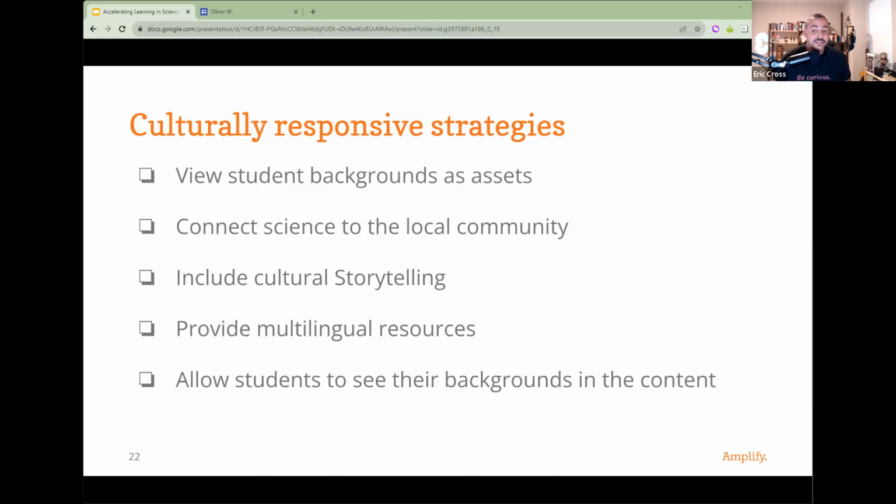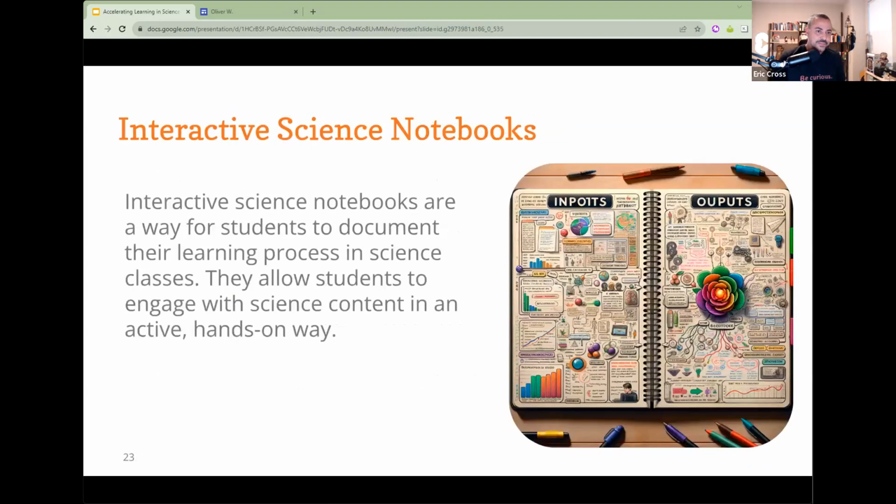And then last, allowing students to see their background in the content, making sure that our content reflects who our kids are, whether it's case studies, science contributions, data, ensuring that our students are reflected in the curriculum makes a big difference. Next, how do we get our students writing? One of the ways is interactive science notebooks. This is a tried and true method.